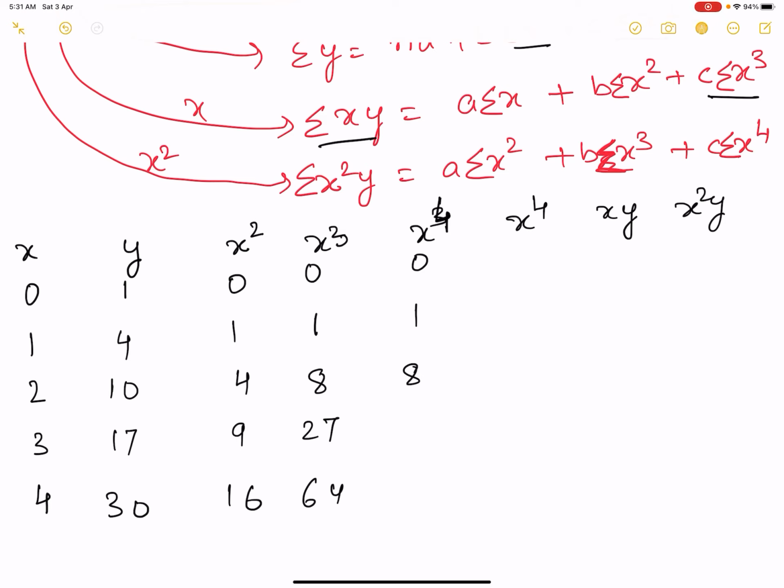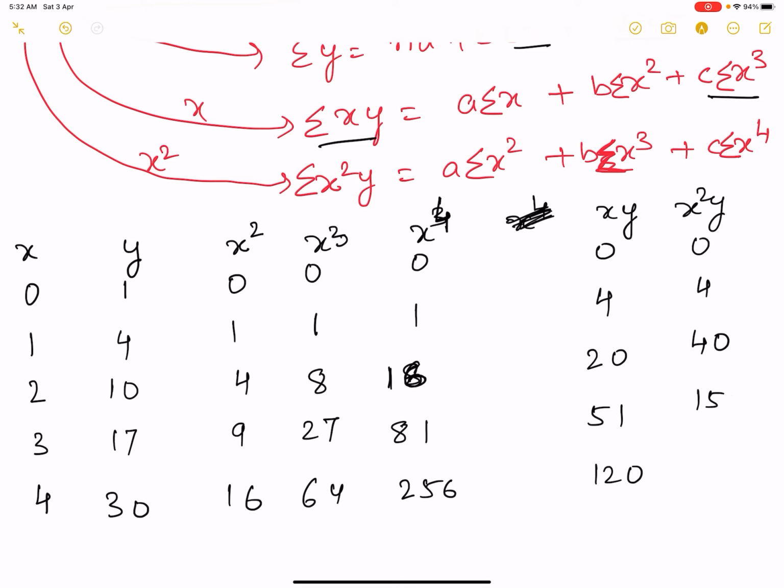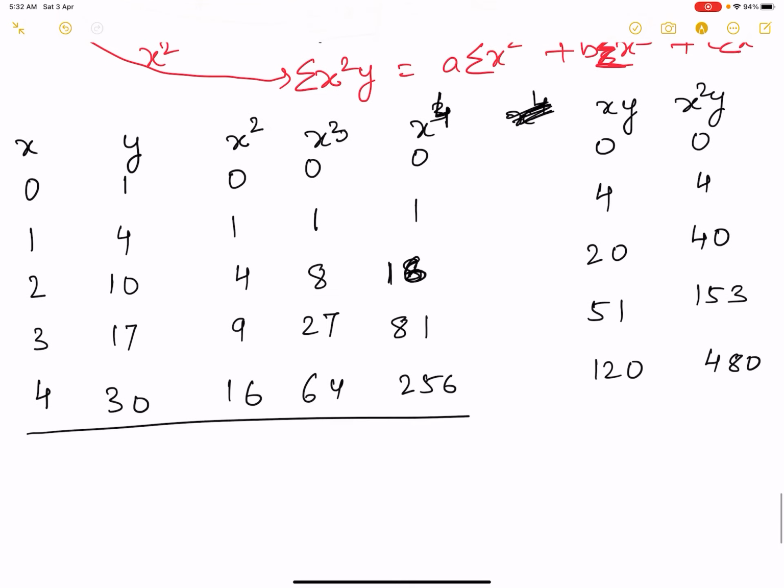And we may discard this term. It is 16. Now find xy also, and x square y. Okay, right.